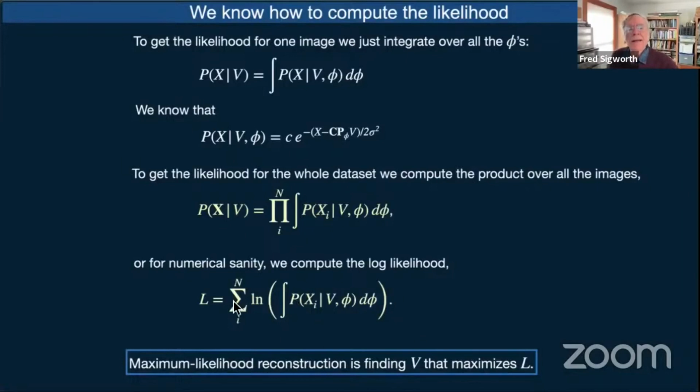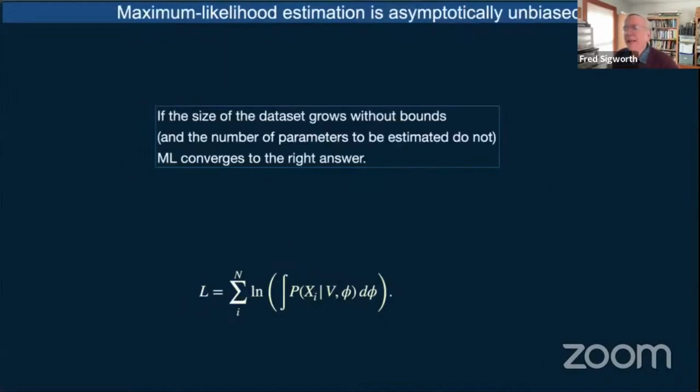So then maximum likelihood reconstruction is just finding the V that maximizes this quantity. Now, the reason that this particular formulation is so nice is that the statisticians have given us a promise, which is that if we have an infinitely large data set, or as our data set grows toward infinite size, and the number of parameters that we're trying to estimate by maximum likelihood stays constant, then maximum likelihood is guaranteed to converge to the correct answer, or at least it converges to a local optimum.